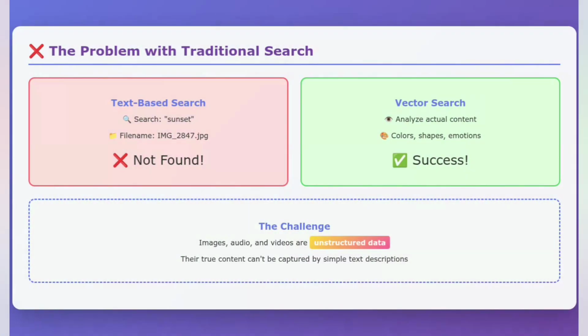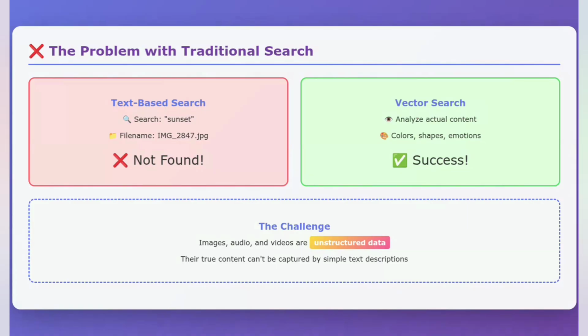Let's start with a simple question. How do you currently search for images or videos? Most of us rely on file names, tags, or descriptions, right? But here's the problem. What if I show you this beautiful sunset image and ask you to find similar ones? You'd probably search for sunset, orange sky, or beach. But what if the file wasn't tagged properly? What if it was named img_2847.jpg? Traditional search completely fails here.